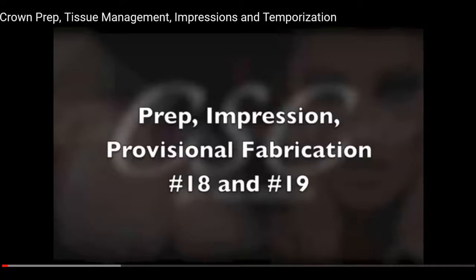So they're actually taking 2 separate sets of impressions. One is going to be used to make the temporary or provisional crown, and the other one is going to be used for the final impression, where they're actually going to fabricate, in this case, the crown or crowns from that final impression.